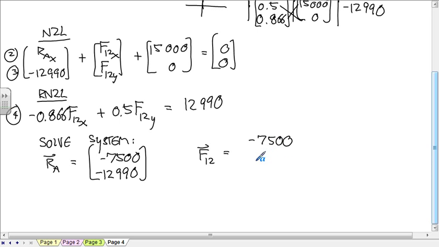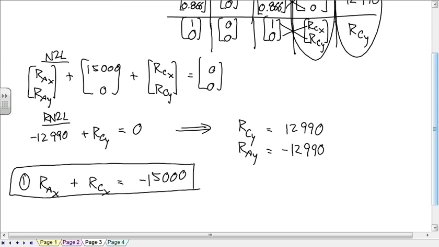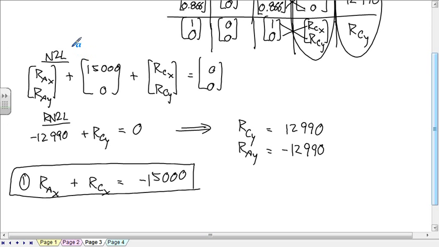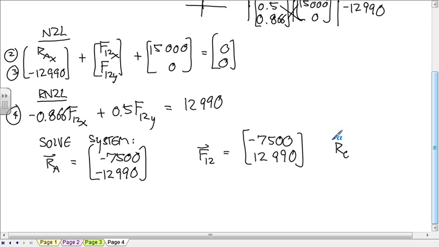Negative 7,500, 12,990. I guess I just didn't write down RCX. Oh yeah, RCX, we can just use. Okay, and then RC is, what did you get for that? What's RC? I don't know. That's just negative 7,500, positive 12,990. Okay.